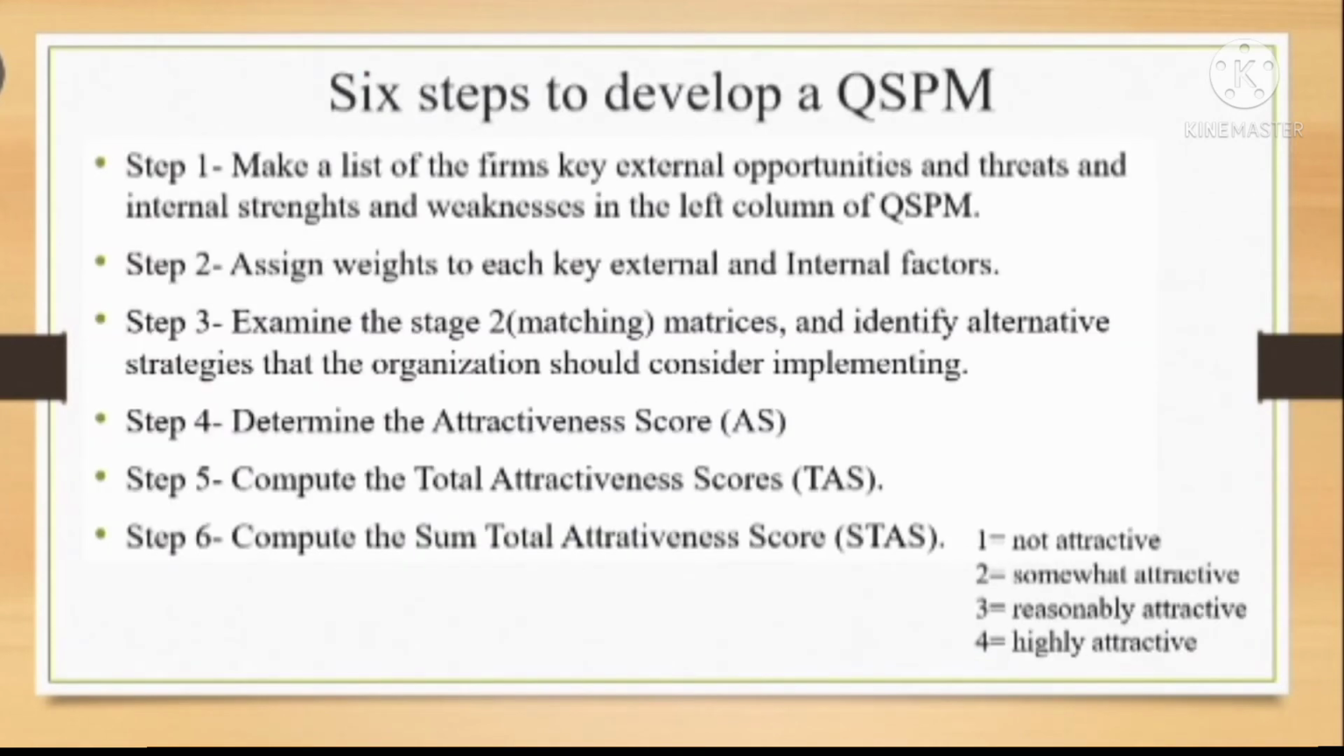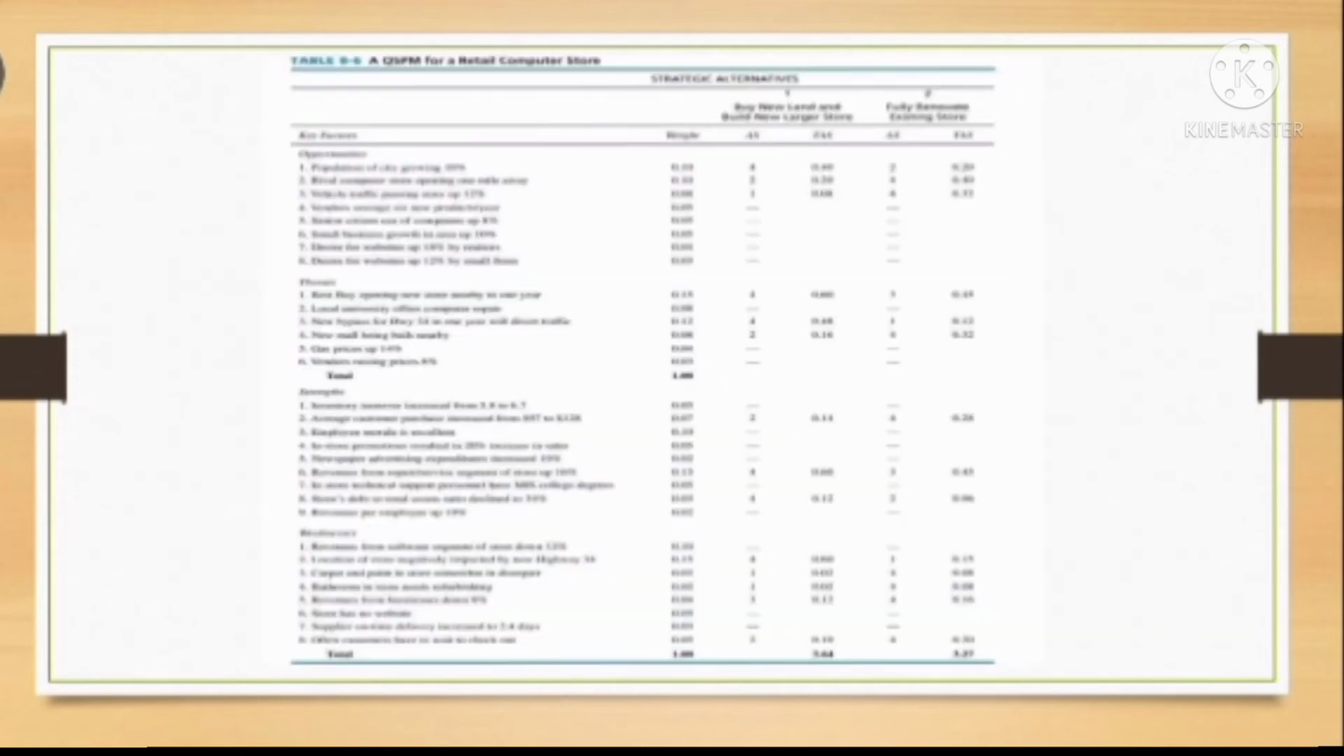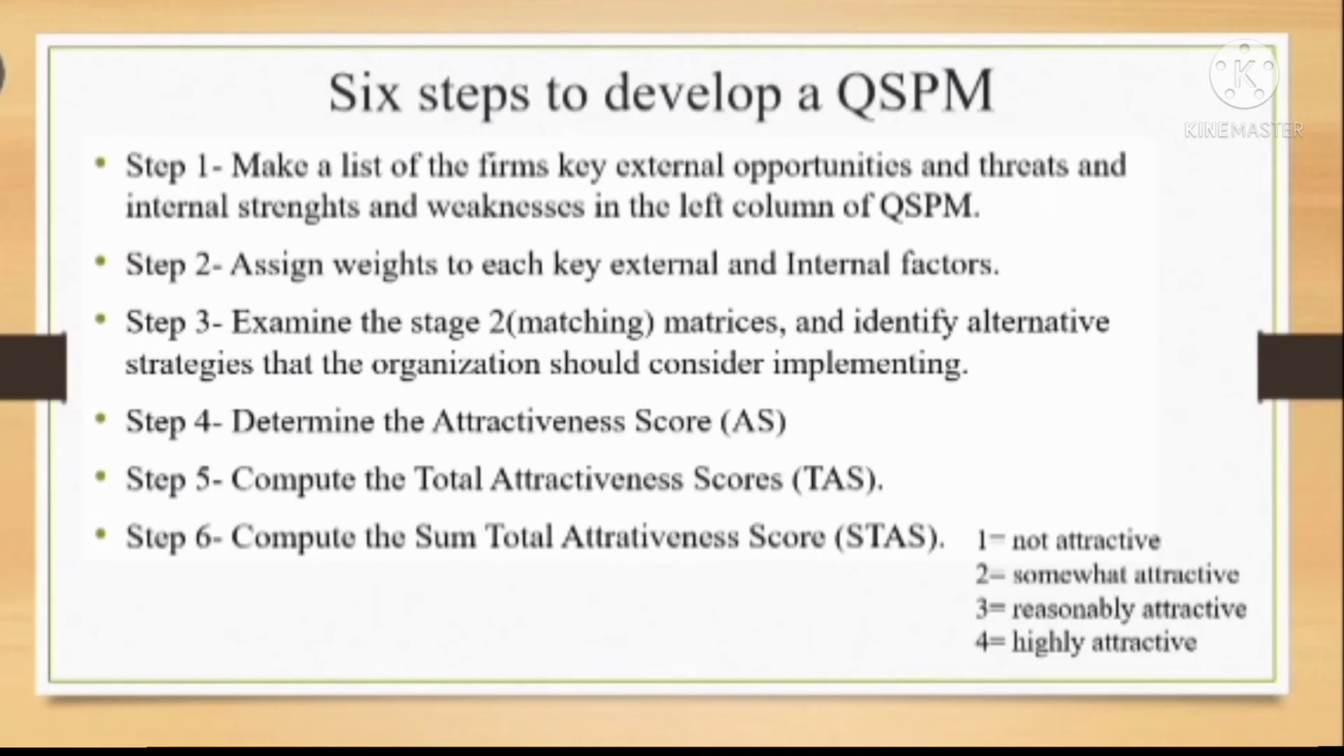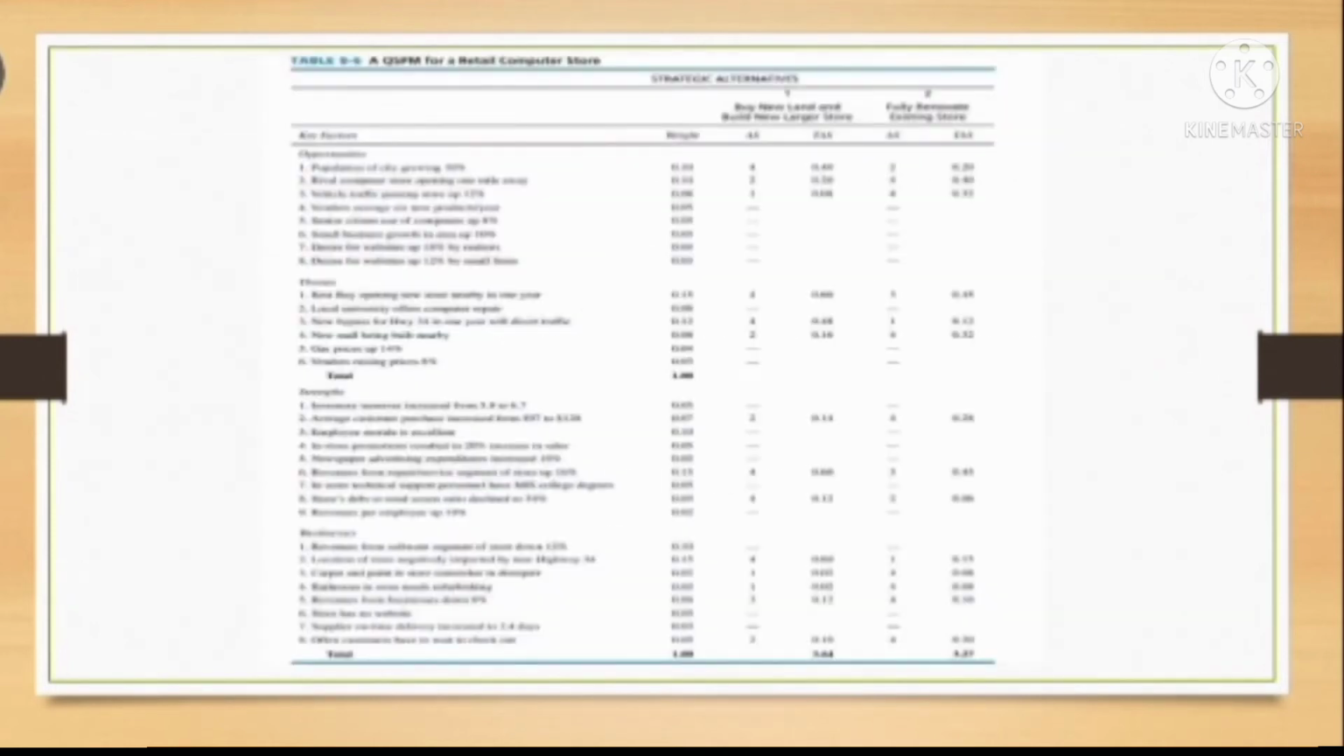Step 5, compute the total attractiveness scores or the TAS. Yung weights sa ating step 2, i-multiply natin sa AS sa ating step 4 para makuha yung TAS. And may note ng AS daw, ang ating alternative 1 and 2 ay naka 100%. Kaya ganun yung naging sagot ng TAS. The last step, compute the sum total attractiveness score or STAS. So ayun yung ating alternative 1 and 2. Yung TAS ay pag-add lang natin yun para makuha natin yung pinaka-total. So sa alternative 1, merong 3.64. Then sa alternative 2, merong 3.27. So ang pinaka-highest ay ang ating alternative 1, 3.64, yung buy new land and build new larger store. These are all important guidelines to follow in developing a QSPM.